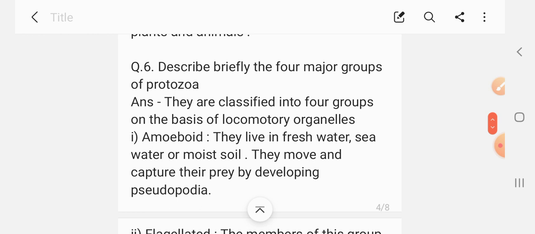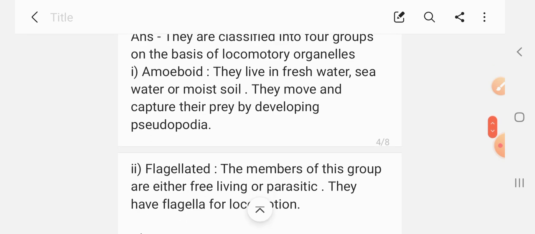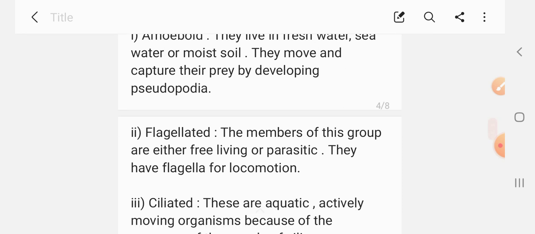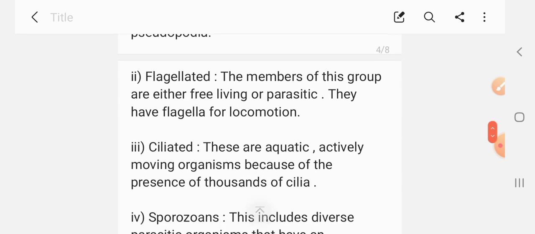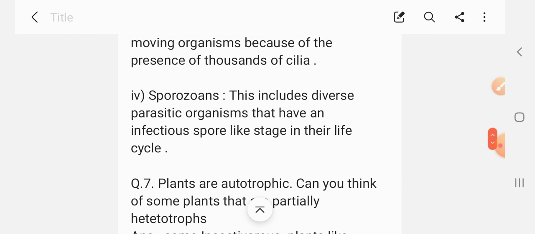Question number 6. Describe briefly the four major groups of protozoa. Answer: They are classified into four groups on the basis of locomotory organelles. Number 1, Amoeboid: they live in fresh water, sea water, or moist soil. They move and capture their prey by developing pseudopodia. Number 2, Flagellated: the members of this group are either free living or parasitic. They have flagella for locomotion. Number 3, Ciliated: these are aquatic, actively moving organisms because of the presence of thousands of cilia. Number 4, Sporozoans: this includes diverse parasitic organisms that have an infectious spore-like stage in their life cycle.